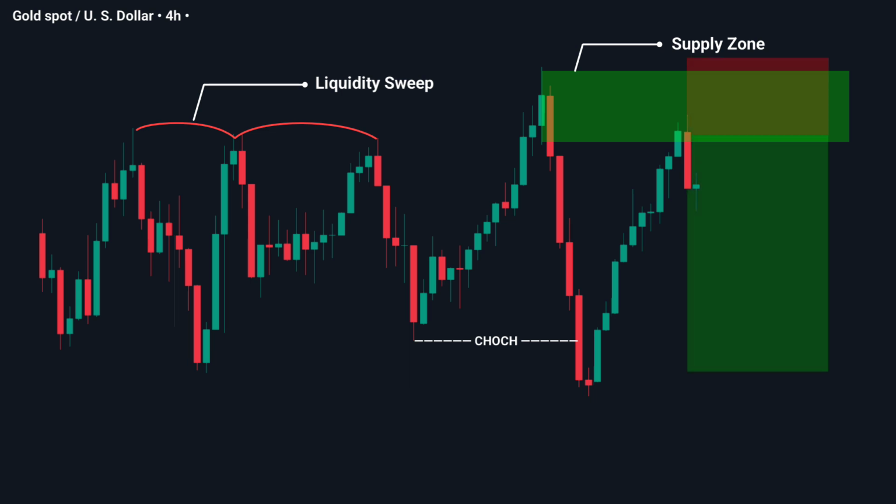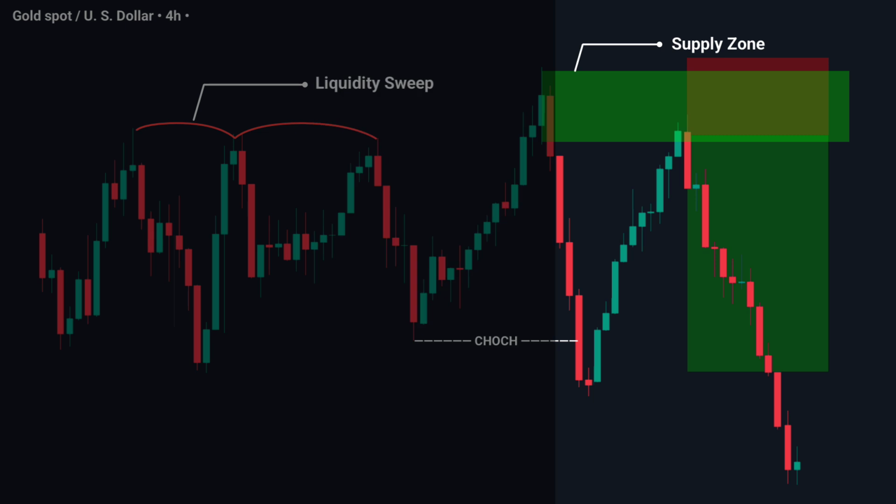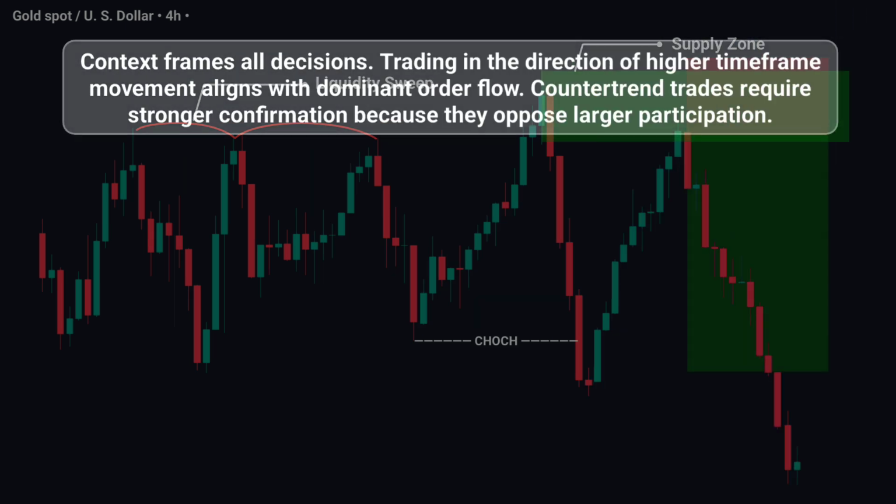Entering after confirmation reduces the chance of being used as liquidity. It sacrifices some distance but increases probability. The goal is alignment with execution, not prediction of turning points. Context frames all decisions. Trading in the direction of higher timeframe movement aligns with dominant order flow. Countertrend trades require stronger confirmation because they oppose larger participation.